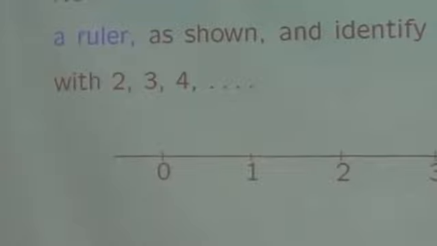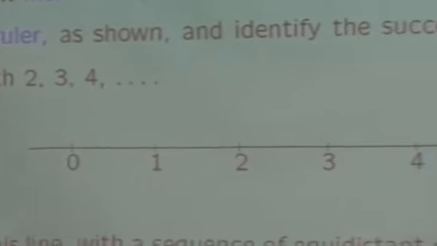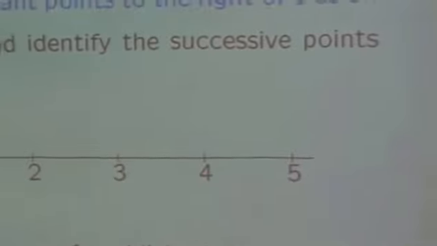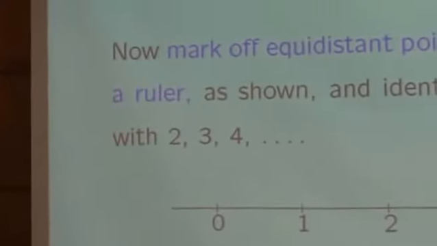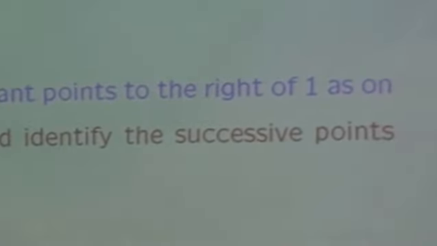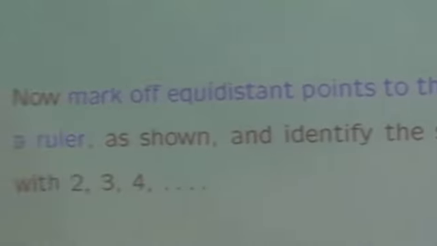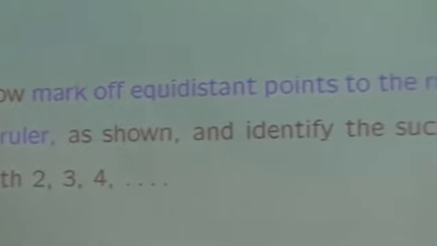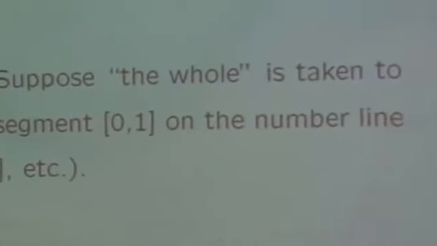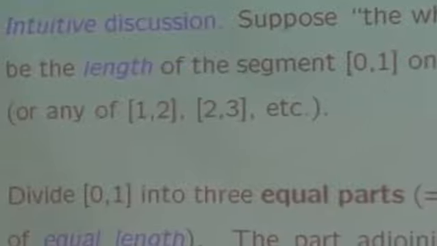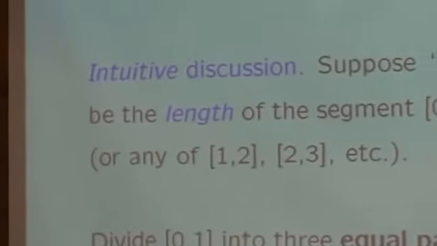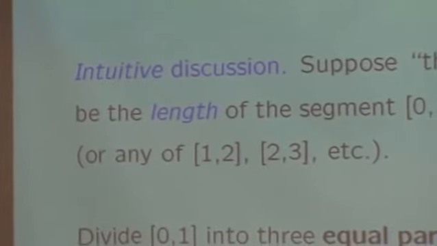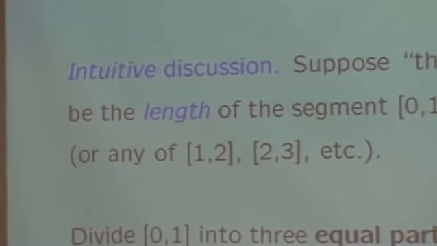1, 2, 3, 4, 5, 6, 7, until infinity. All right, so that's the number line. So on the number line, the whole numbers are built in. They're equidistant markers. It's very important for students that they know these distances are equal. And so let's do it intuitively first. Then make it formal in a minute.